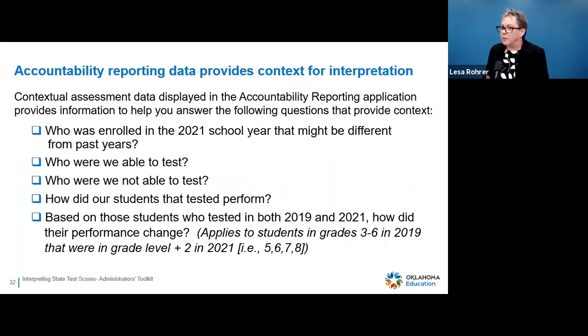So in the accountability reporting, the reason that we ask you to start here is because it provides that significantly important context for your interpretation. Contextual assessment data displayed in the application gives you information to answer these questions. Who was enrolled in 2021 that might be different from past years? Who were we able to test? Who were we not able to test? How did our students that tested perform? And based on those students who tested in 2019 and 2021, how did their performance change? This is going to apply to our students in grades 3 through 6, who were in grade 3 in 2019, and they were in grade 5 in 2021. So we're looking at that change across time.